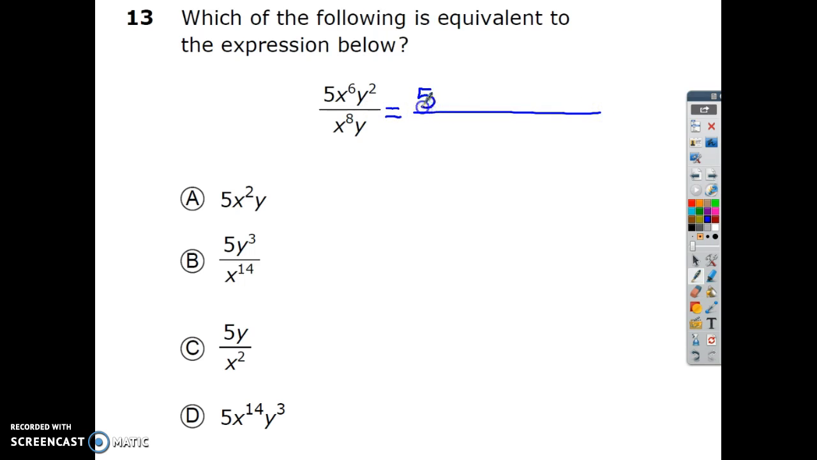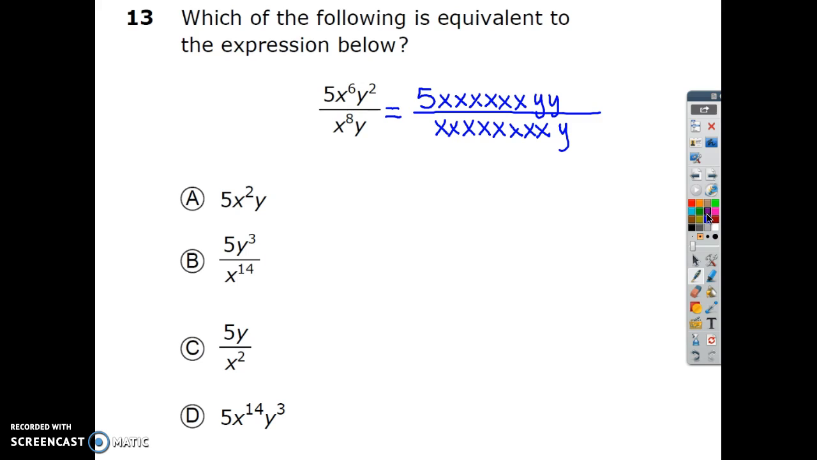I have a 5. I have 6 x's. I have 2 y's on top. I have 8 x's on bottom. And I have a y. So what do you do now? What do you do?